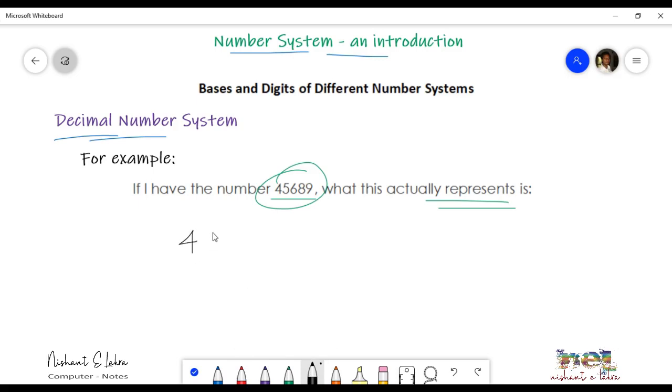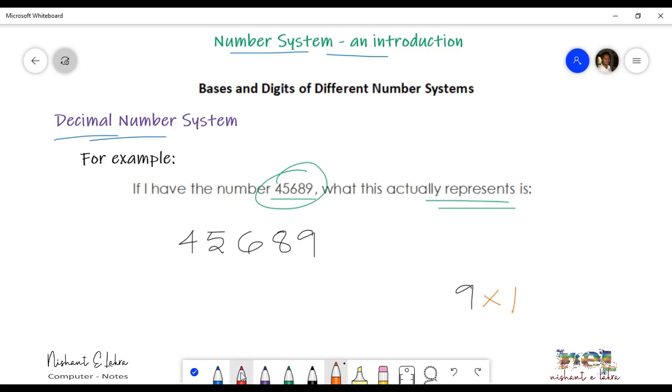Let me just write these numbers once again: 4, 5, 6, 8, and 9. You have learned this in maths, right? I'm very much sure that you still remember it. 9 is in which place value? Okay, I will just write it so that your mind will get refreshed to recall what you have learned before.